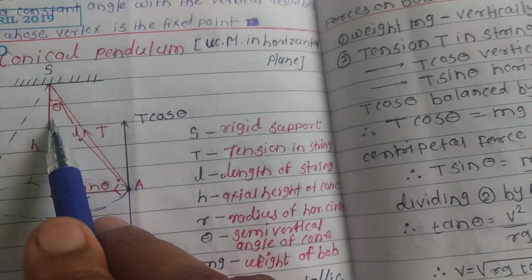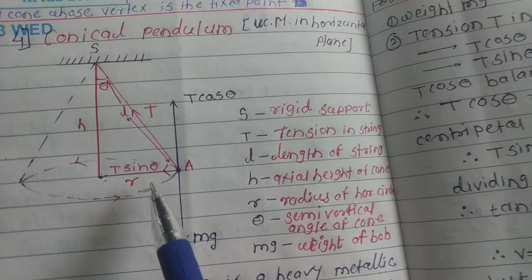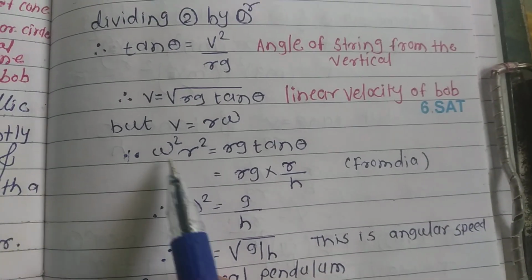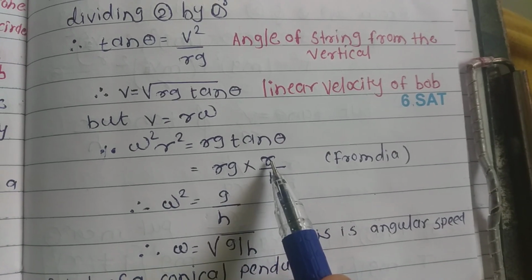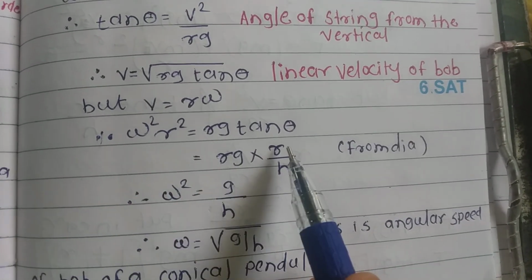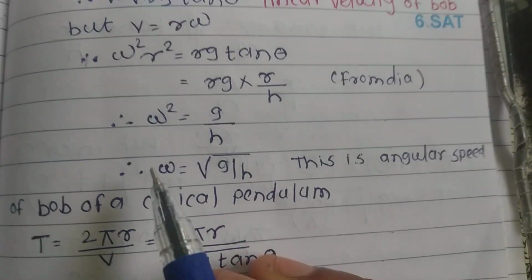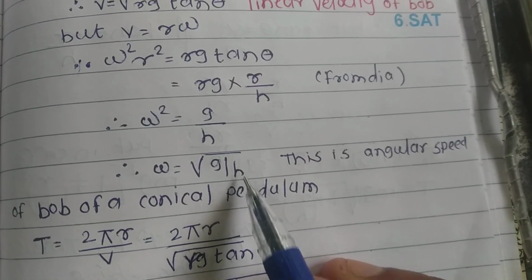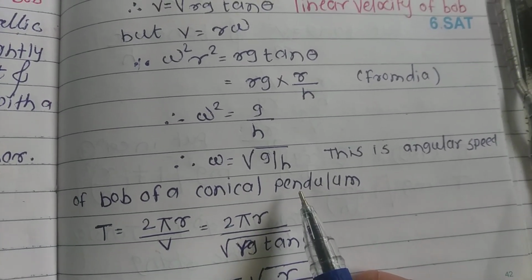Theta is the semi-vertical angle. From the diagram we are going to find the value of tan theta. So tan theta is equal to r divided by h. Putting this value in, taking the reference of the diagram, omega square into r square is equal to rg into r upon h. The r terms present on both sides cancel. Therefore omega square is equal to g upon h. We know omega is angular speed, therefore omega is equal to under root g upon h. This equation gives the angular speed of the bob of a conical pendulum.